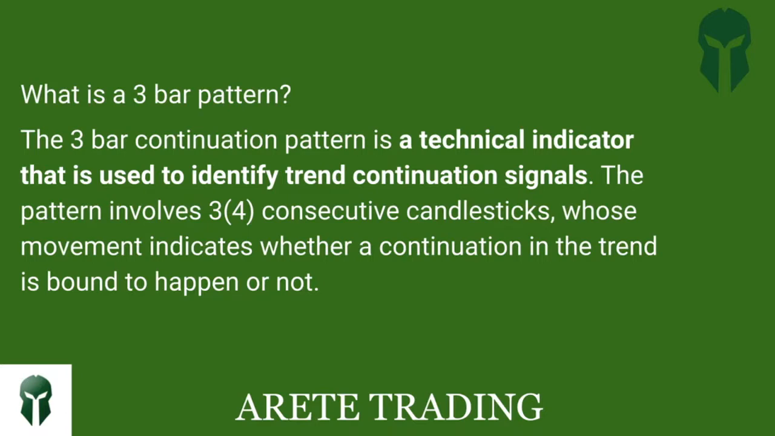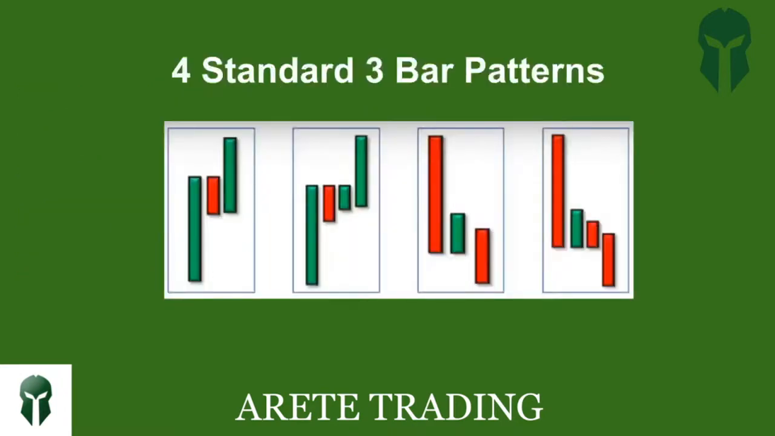This is not a reversal pattern. Really important concept, right? There are reversal patterns, as we're all aware. The pattern involves 3, and then I have in parentheses 4, because sometimes it can be 4, whose movements indicate whether continuation in the trend is bound to happen or not. Now, at the end of this, I'll take questions and we can open it up to everything.